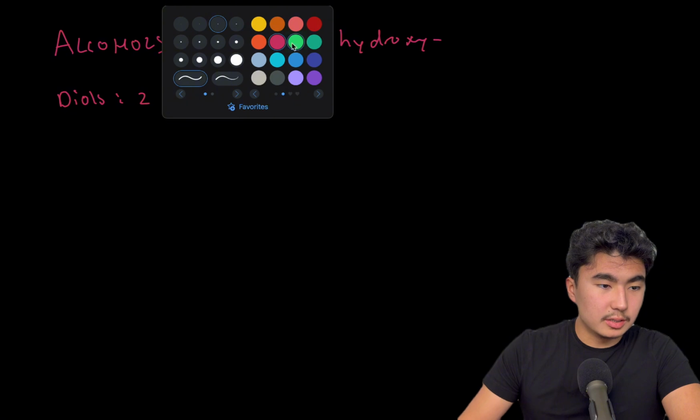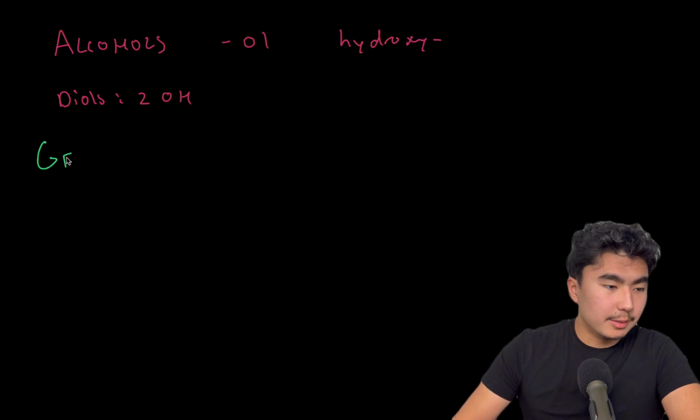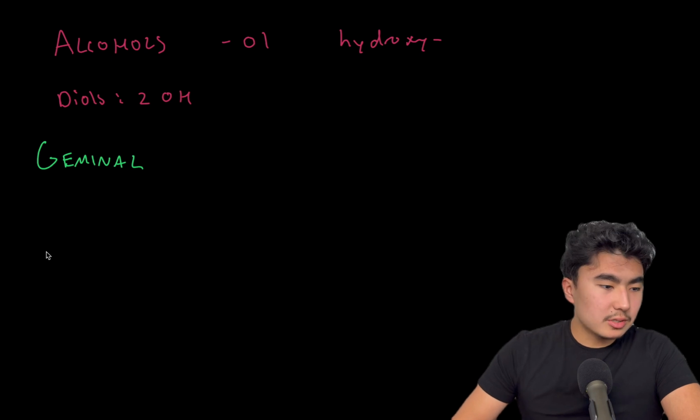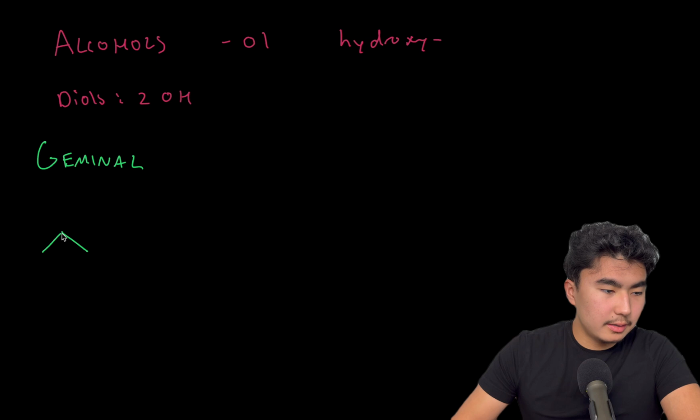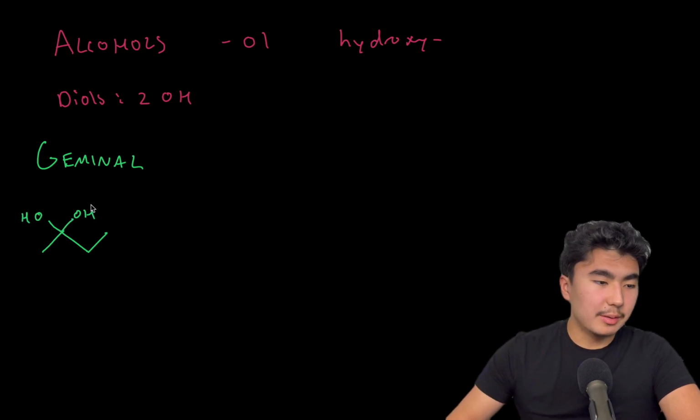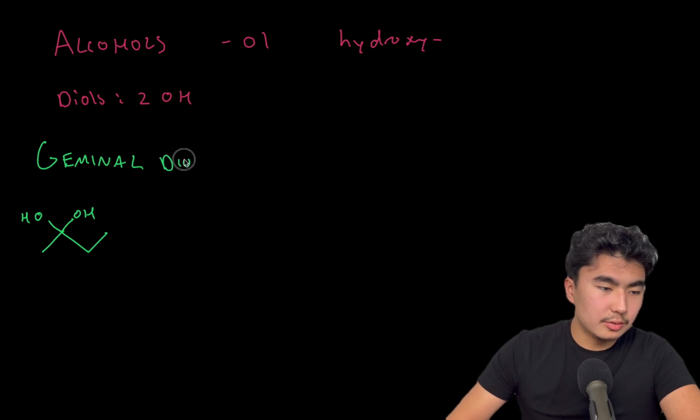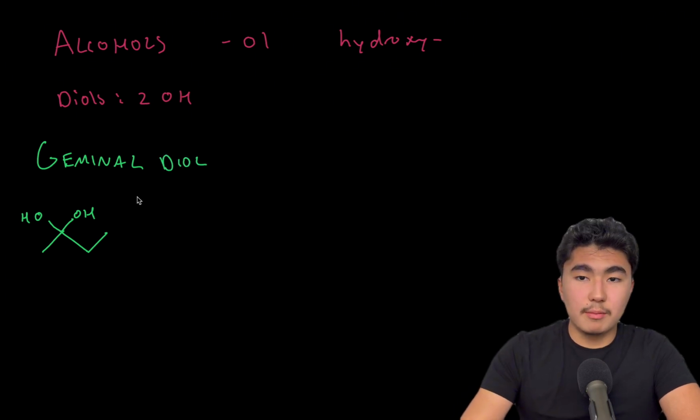We have a geminal diol. Geminal diols are going to be on the same carbon. So let's just say we have carbons 1, 2, 3, 4. We have butane right here, and we have an OH right here, and an OH right here. This is a geminal diol, because they are both on the same carbon.